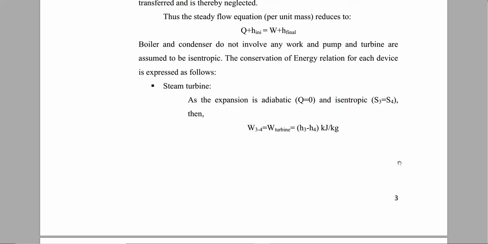For the steam turbine, as the expansion is adiabatic, heat is equal to 0, and as it is isentropic, the entropy of process 3 is equal to the entropy of process 4. This implies that the work done in process 3 to 4, that is the work done by the turbine, is equal to the enthalpy at 3 minus the enthalpy at 4.